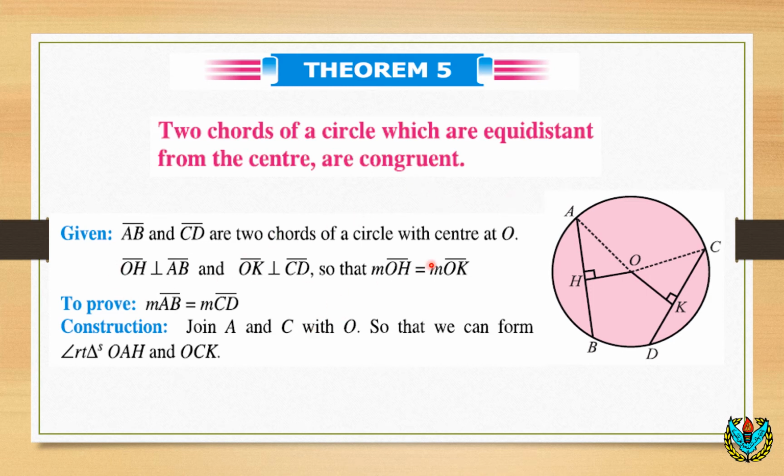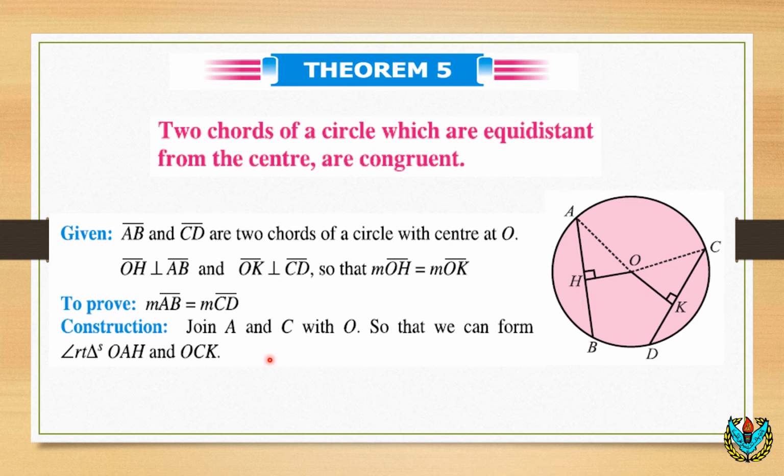AB and CD are two chords of a circle. OH is the perpendicular distance drawn from the center to the chord AB. OK is the perpendicular distance drawn to CD. We are given that these distances drawn from the center are equal. Two chords are at equal distance from the center. We have to prove that the chords will be congruent, means AB is equal to CD.